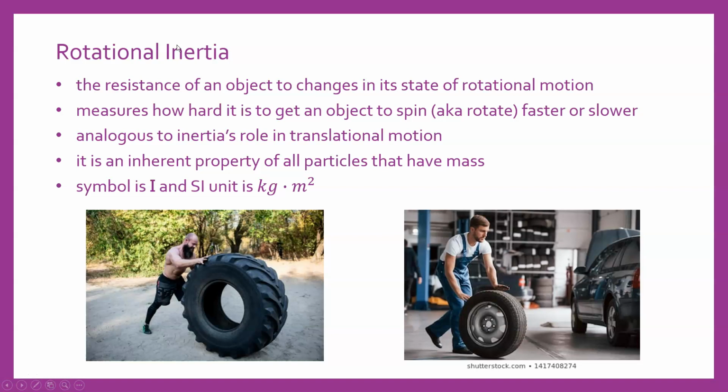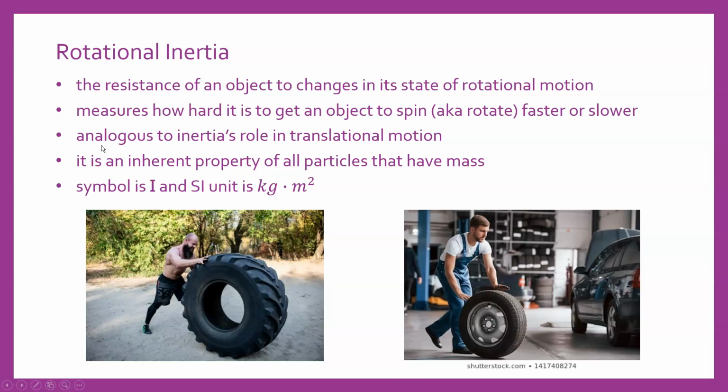It's the resistance of an object to changes in its state of motion. In other words, it measures how hard it is to get an object to spin, also known as rotate, faster or slower. For instance, which tire do you think is easier to get rolling? And once it's rolling, which one's easier to stop rolling?